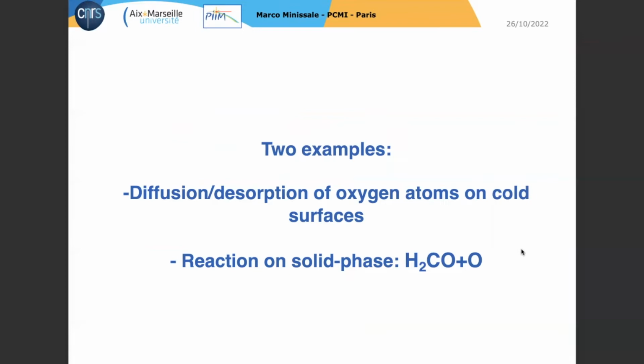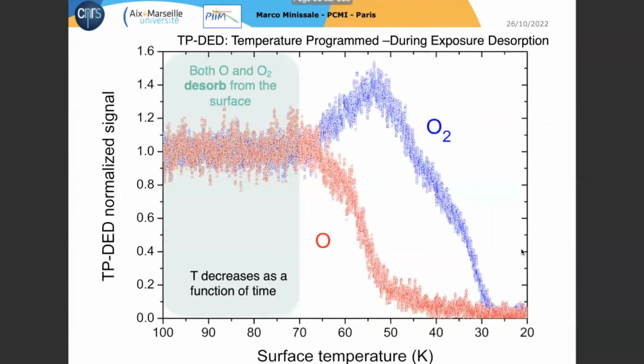About the first example, we can measure the diffusion and desorption properties by doing what I call the TPD experiment. The acronym means temperature programmed desorption. The experiment is quite simple. We have a surface that we hold at a certain temperature, for example, 100 Kelvin, and then we start to send atoms and molecules on the surface.